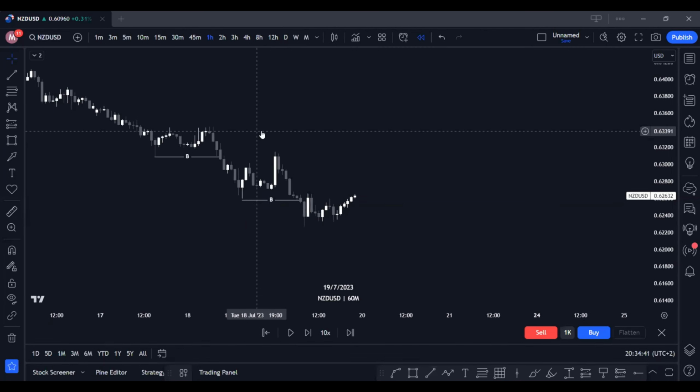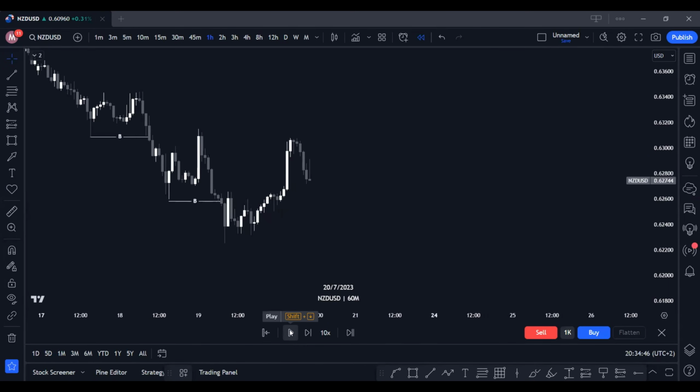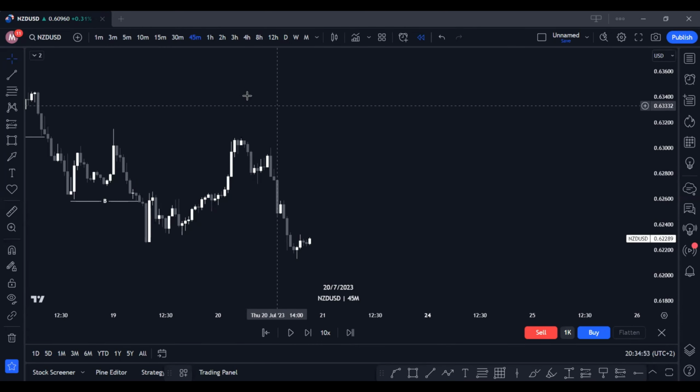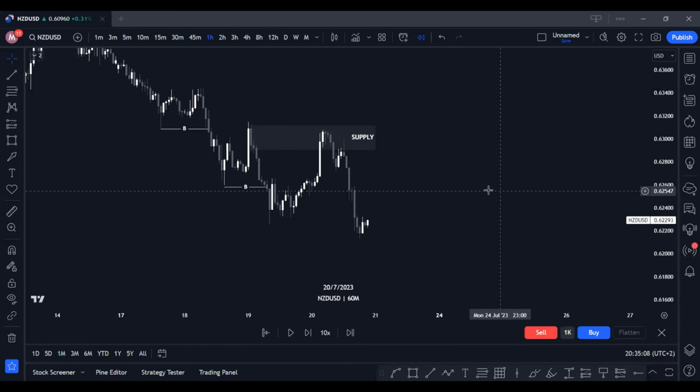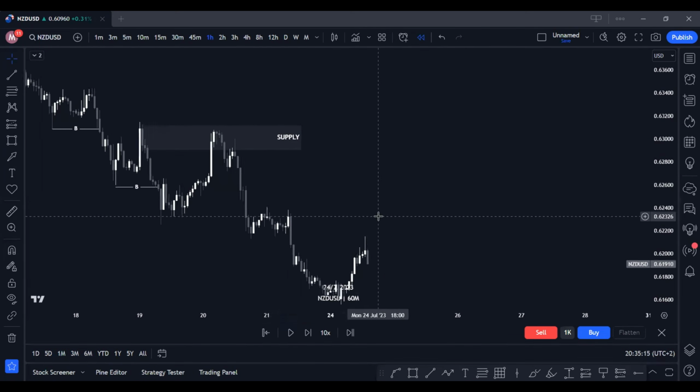So let me just move to the 1 hour chart and see what happens. Okay, now let's play price. As you can see, the price on our 1 hour chart respected our supply area here, and price pushed to the downside. So that's pro trend, that's counter trend number 1. Price pushes to the downside.